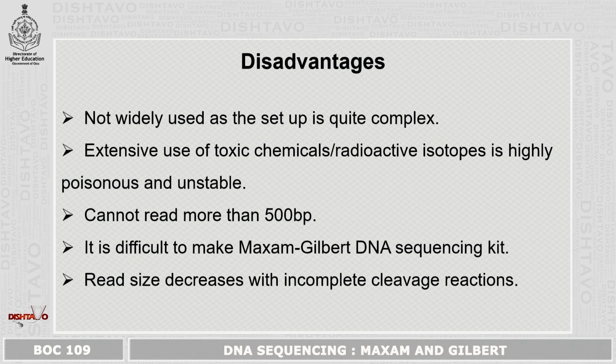There are also a number of disadvantages, students. This technique is not widely used like Sanger's because the setup is quite complex. There is extensive use of toxic chemicals and radioactive isotopes. You saw that 32PO4 was added, radioactively labeled at the 5' end. These chemicals and radioactive isotopes are very poisonous and unstable. You cannot read a sequence of more than 500 base pairs. It is also very difficult to make a Maxam Gilbert DNA sequencing kit. And the read size decreases with incomplete cleavage reactions.